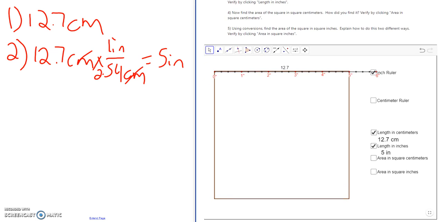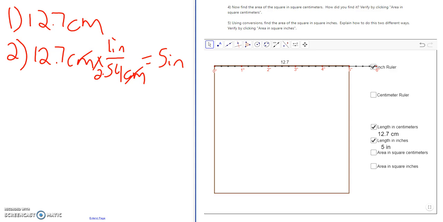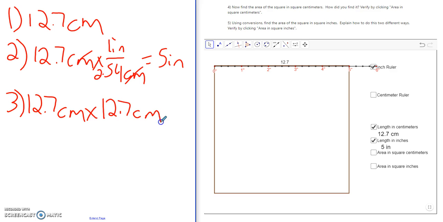So now the last thing it asked me about is the square, to find the area of the square in square centimeters, and how to find it. So for square centimeters, I would do 12.7 centimeters, that's the length, and since it's a square, I would use that as the width as well. When I do that, I get 161 and 2900ths, and centimeter times centimeter gives me centimeters squared. Oh, I'm sorry, that is question 4.